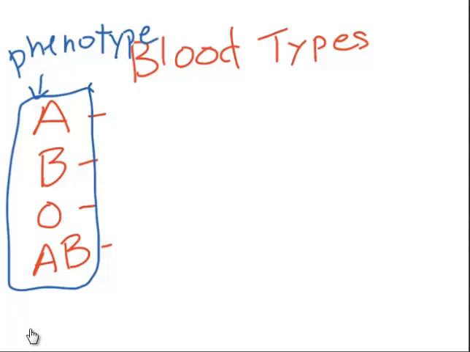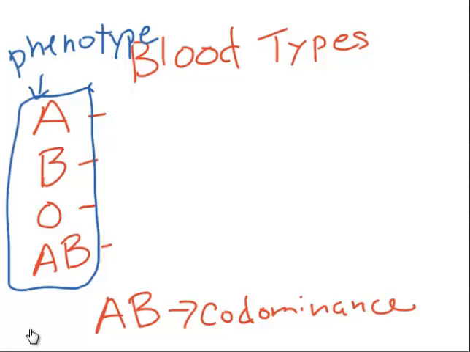If I were talking about genotype, then I have multiple different genotypes that can code for each one of those phenotypes. So you have to understand that I have 2 dominant alleles. A is dominant and B is dominant. When I have multiple dominant alleles, that's called codominance. Okay, and I also have a recessive allele, which is O. So that's my recessive allele.